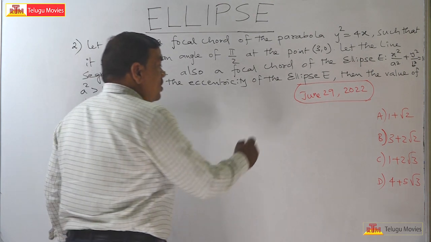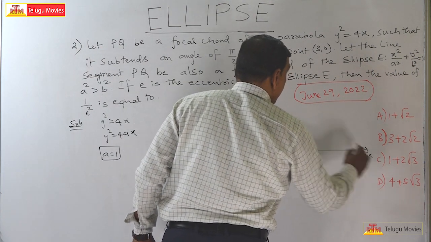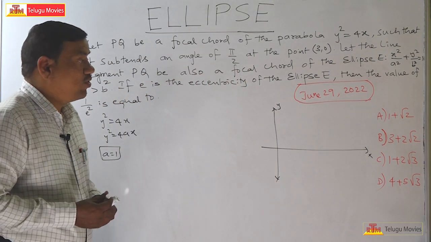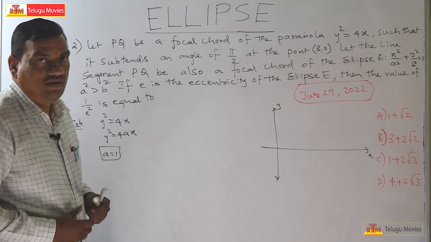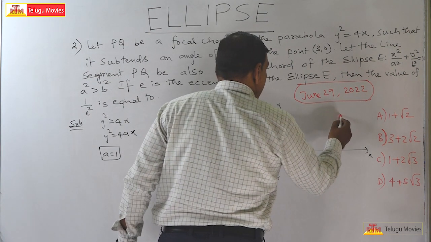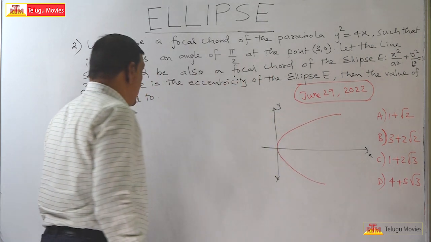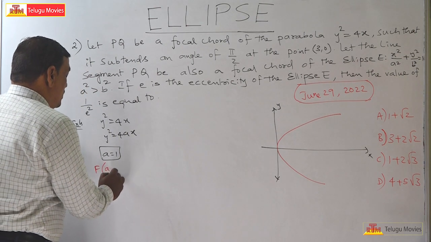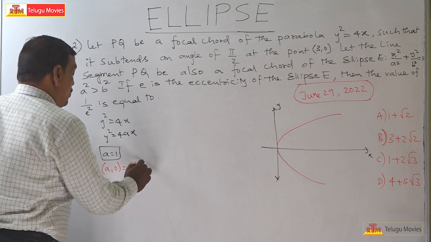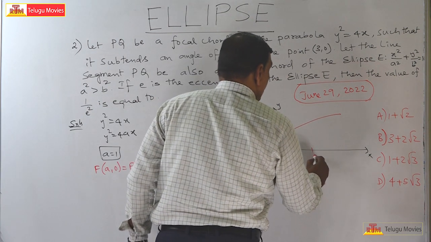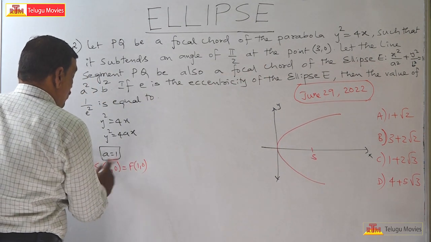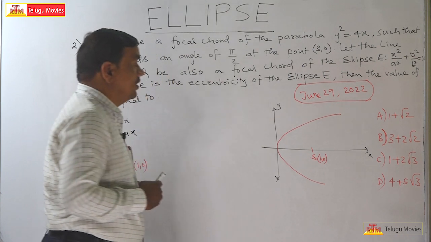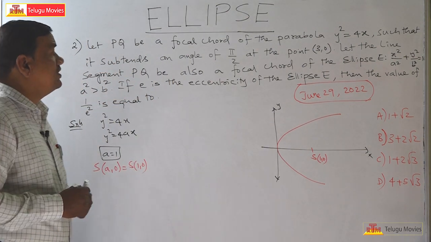Okay now. So let us draw the parabola. So this is the x axis and the y axis. y square is equal to 4x is a parabola which lies in the first and fourth quadrants. So this is the parabola. So here what is the focus? We know the focus is equal to a comma 0, that is focus is equal to 1 comma 0. So focus we generally denote with S. So S is equal to 1 comma 0.